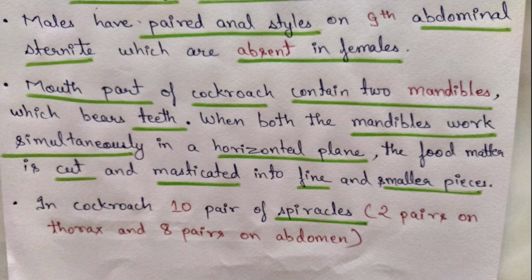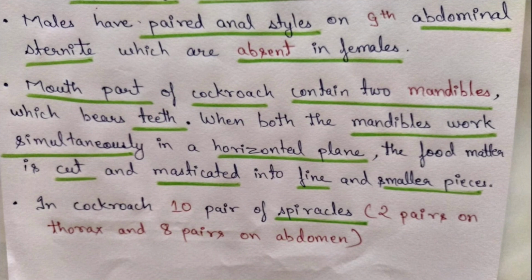Mouth part of cockroach contains two mandibles which bear teeth. When both the mandibles work simultaneously in a horizontal plane, the food matter is cut and masticated into fine and smaller pieces. So you have to remember that both the mandible and gizzard help in cutting and mastication of food, because teeth are present in both.